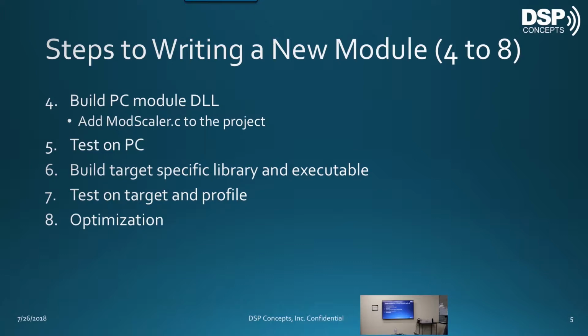So you start in MATLAB, it generates C code, and then you move into building the C code and so forth. So what this means is when you're writing a module, you need MATLAB, you need Visual Studio to build the DLL on the PC, and then you're going to need your target-specific files. So maybe you have Keil or IAR on an embedded processor, maybe you're using GCC under Linux to build the modules.